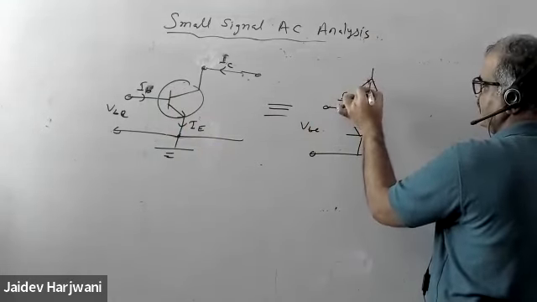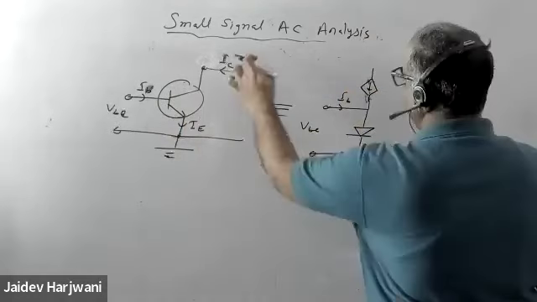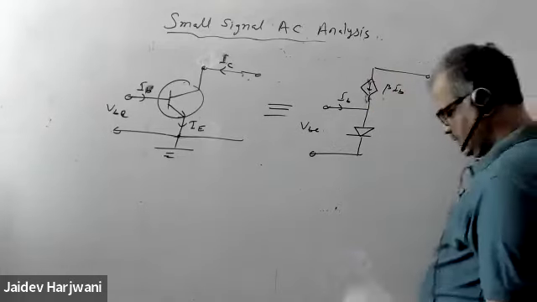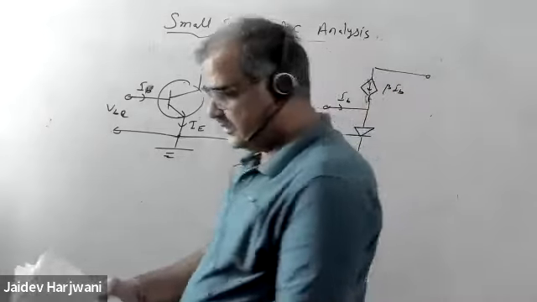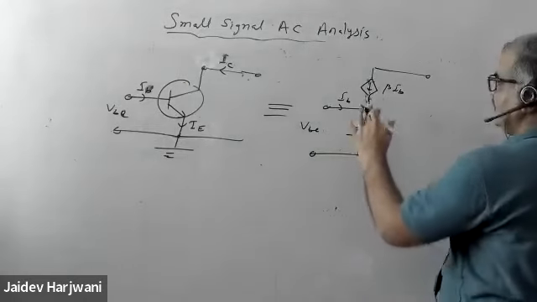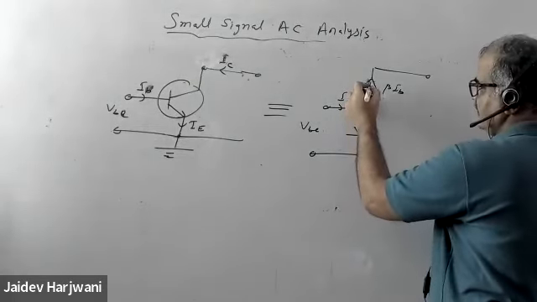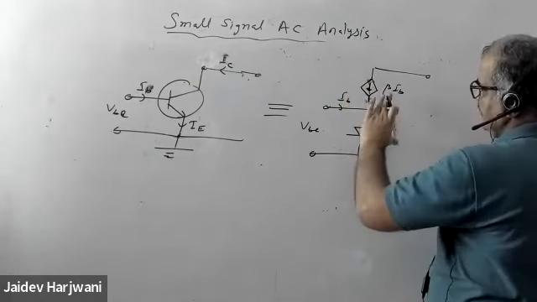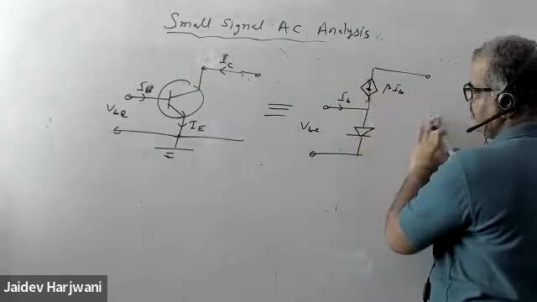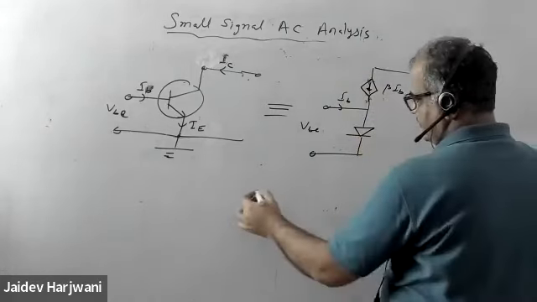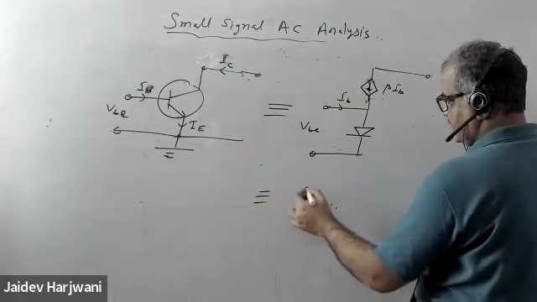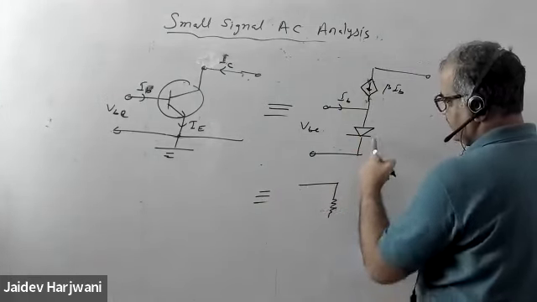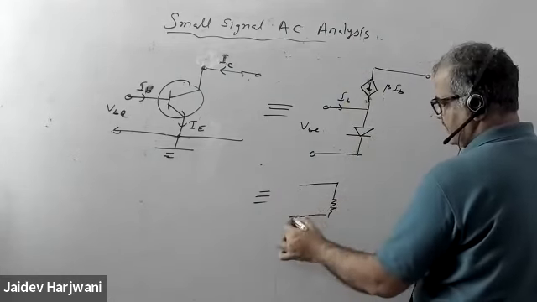Okay, that is your beta IB. So this is basically your equivalent model. Either you can replace it by this model, or you say no, I want to isolate this input and output. That also we can do. So first of all, this also can be replaced. I have an IB, and this transistor I can replace by the model, this diode I can replace by resistance as usual.